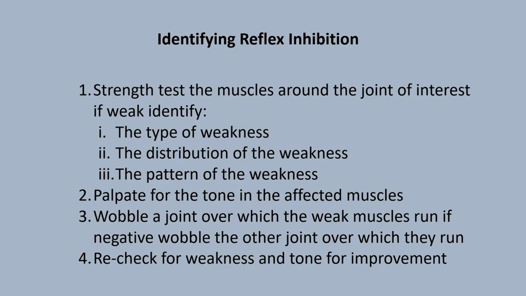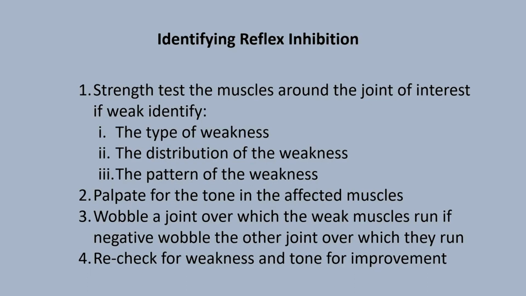Mainly, we are interested in reflex inhibition in order to identify possible etiologies for the condition that brought the patient in to see us in the first place. For example, weakness of muscle may lead to tendinopathy, reduced tone to increases in the neutral zone both in the spine and periphery. To identify reflex inhibition, I would suggest the following steps.